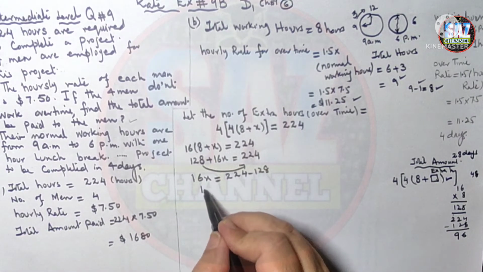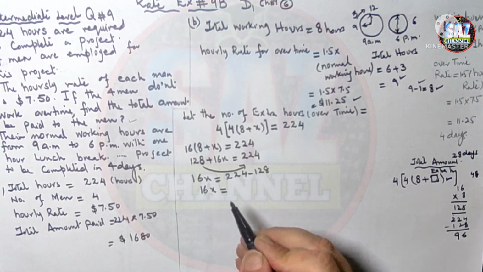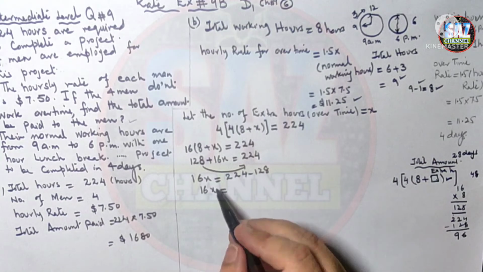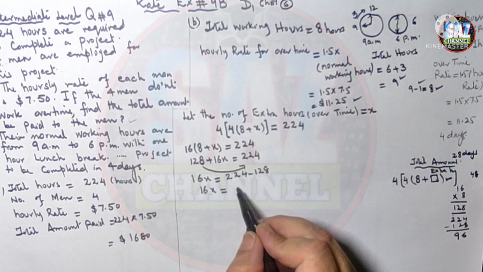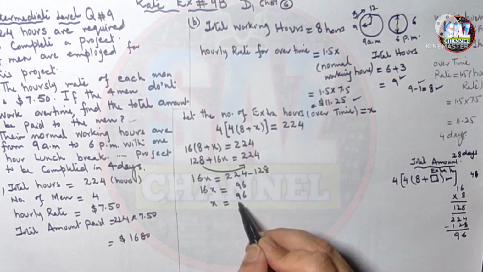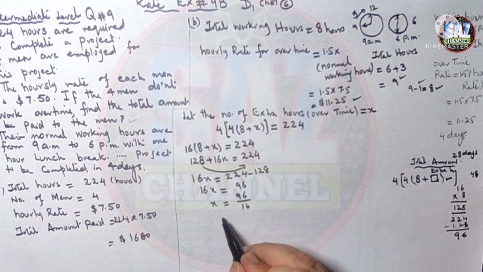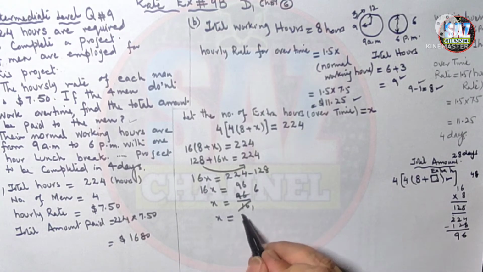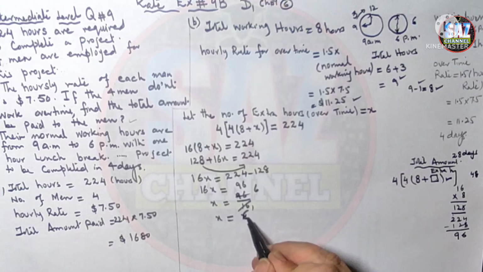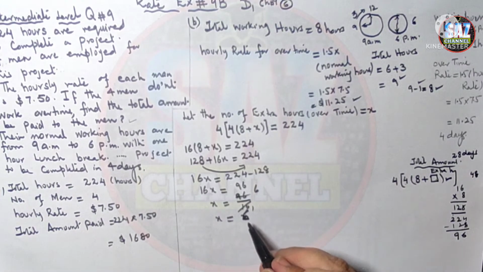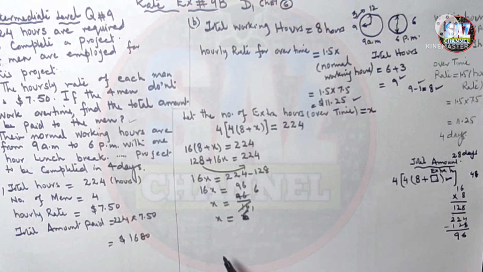Okay, 16x equals 96, and x equals 96 divided by 16, which is 6. You can see that I am focusing on calculation without a calculator, so that my students can also perform the calculation without a calculator.